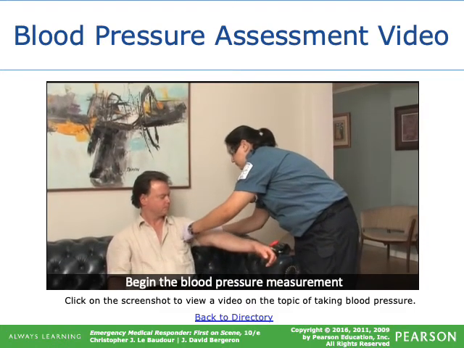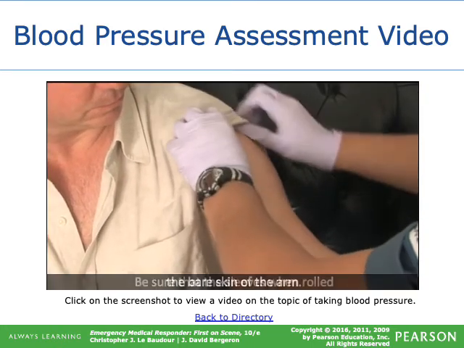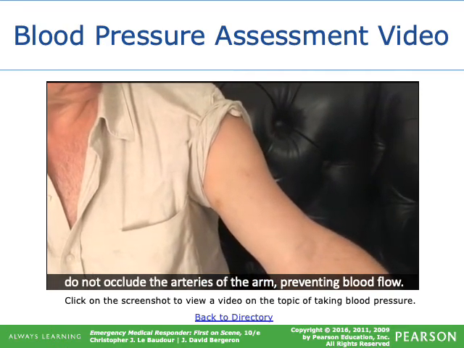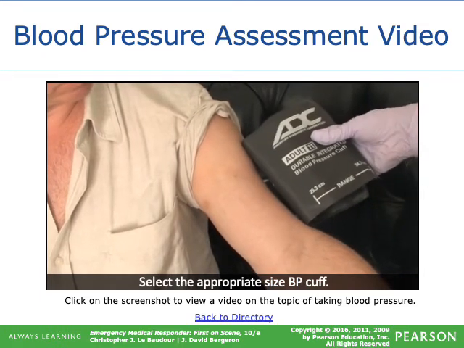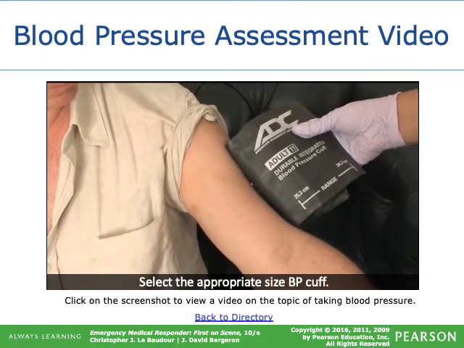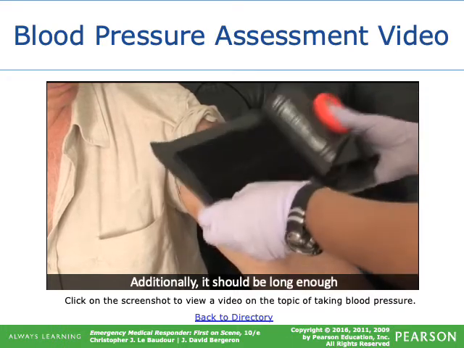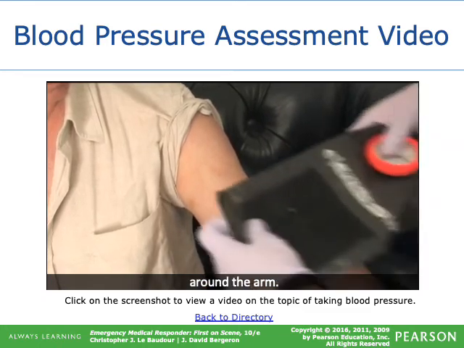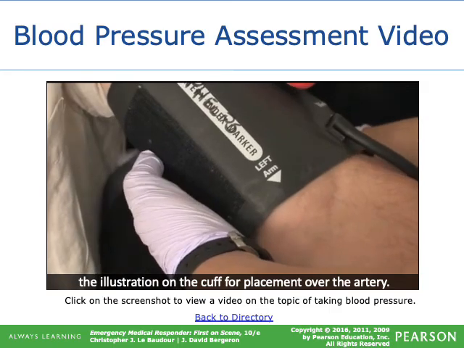Begin the blood pressure measurement by removing or rolling clothing to expose the bare skin of the arm. Be sure that the sleeves, when rolled, do not occlude the arteries of the arm, preventing blood flow. If the shirt is that tight, remove the arm from the sleeve. Select the appropriate size BP cuff. The cuff should measure 2/3 of the length of the upper arm, from elbow to shoulder. Additionally, it should be long enough to fasten the Velcro securely when the cuff is placed circumferentially around the arm. Place the cuff on the bare arm, following the illustration on the cuff for placement over the artery.